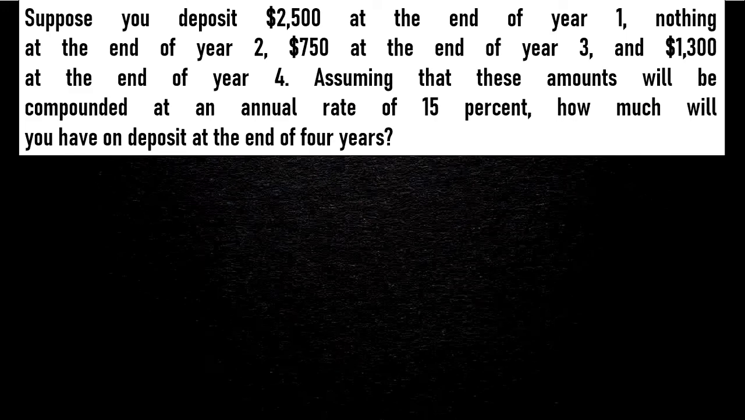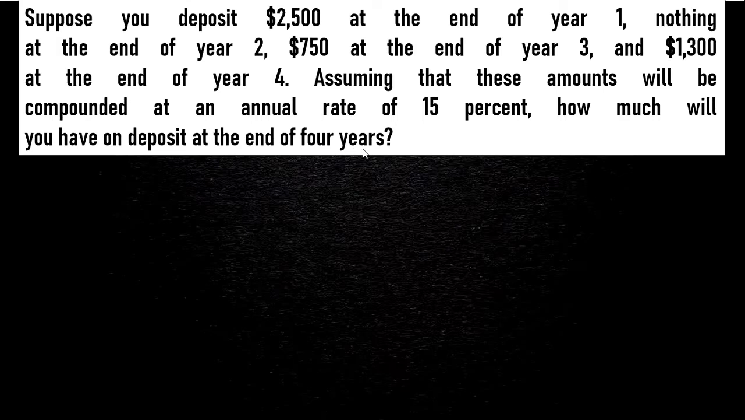Hello everyone, today we'll get to know how to do series of future value of ordinary annuity. So on your screen you see the question. Suppose you deposit $2,500 at the end of year 1, nothing at the end of year 2, $750 at the end of year 3, and $1,300 at the end of year 4. Assuming that these amounts will be compounded at an annual rate of 15%, how much will you have at the end of 4 years?